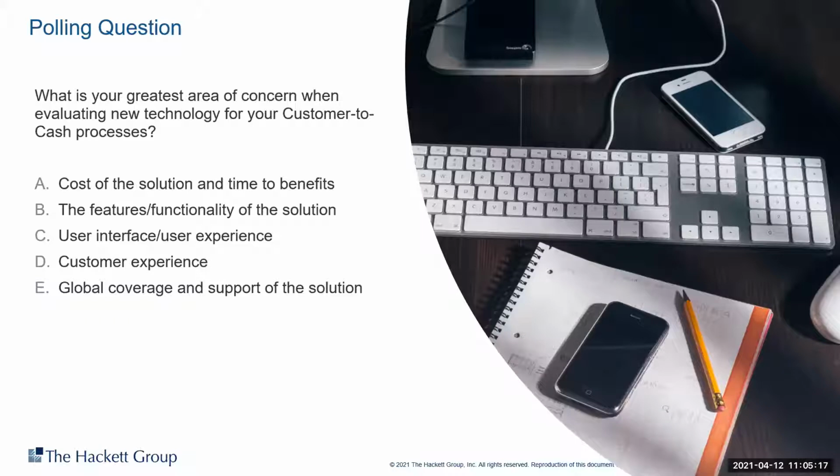Great, thanks, Rossi. Yeah, so our first polling question, since we're going to be talking about customer to cash technology today and a specific case study from ConvaTec and how they're using Imagia, we wanted to assess and get an understanding of everyone on the call today. What is your greatest area of concern when you're evaluating new technology for customer to cash?